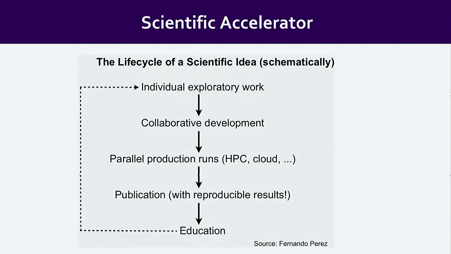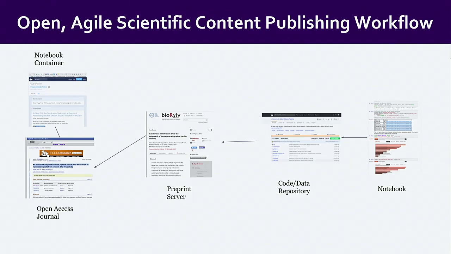The person who's given credit for creating the Jupyter notebook, a gentleman named Fernando Perez, sees it as a tool for accelerating the pace of scientific research. Historically, it's taken a long time, when someone has a new idea, to get that actually published in a journal article. There's a long, laborious process in place for taking a scientific idea, writing it in a journal article, submitting it, and getting it reviewed. The notebook, as part of an open, agile content publishing workflow, potentially would help accelerate that process.